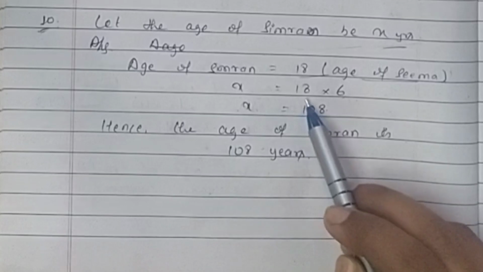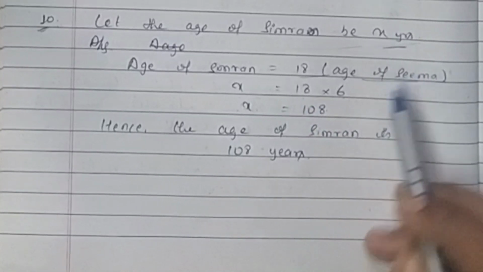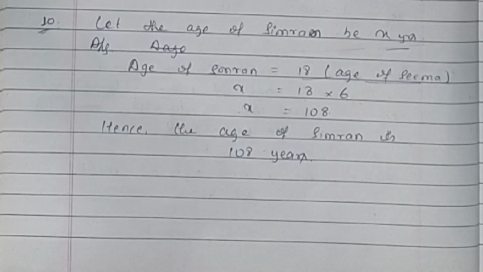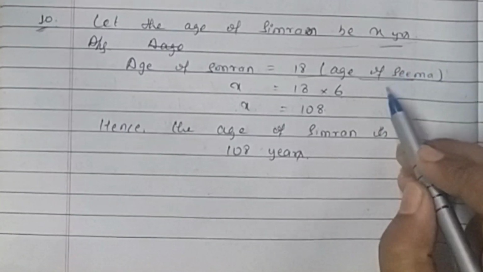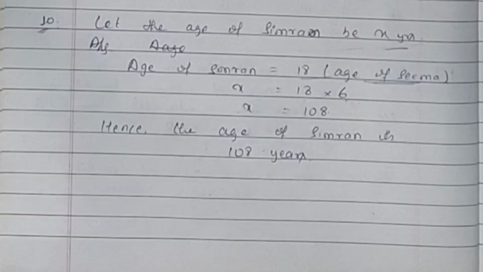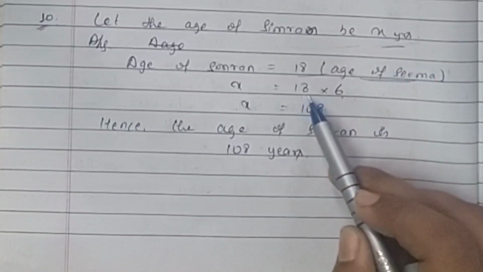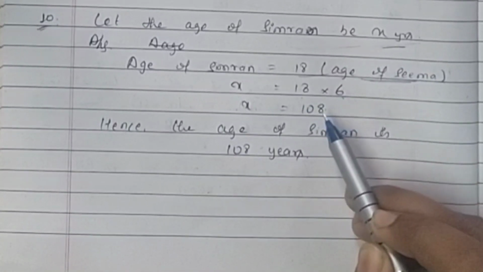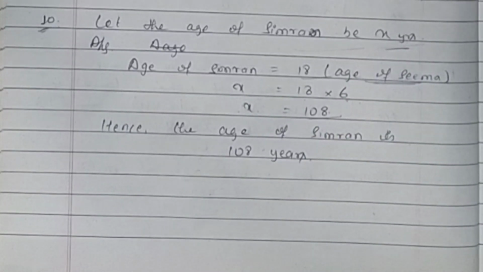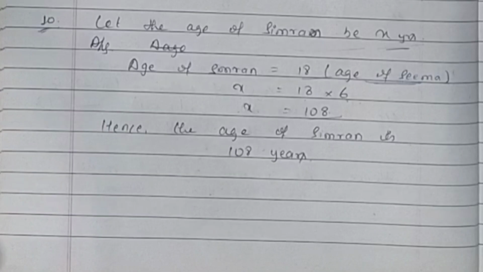So x is equal to 18 times age of Seema, and in the question itself it is given that the age of Seema is 6 years. So here we will put the age of Seema, and we get the age of Simran. After putting, we get 18 multiplied by 6, and hence x is equal to 108. Hence the age of Simran is 108 years. So this is our question number 10.